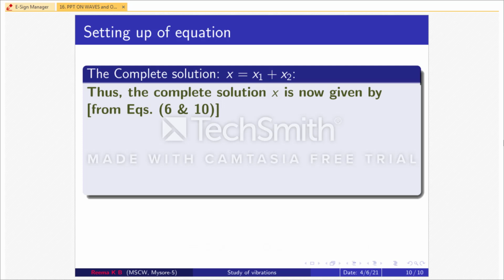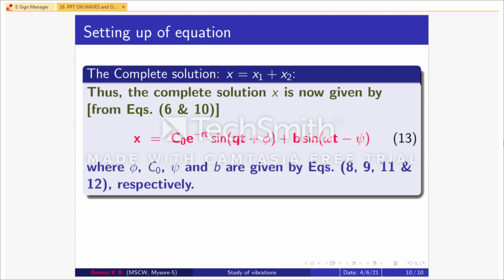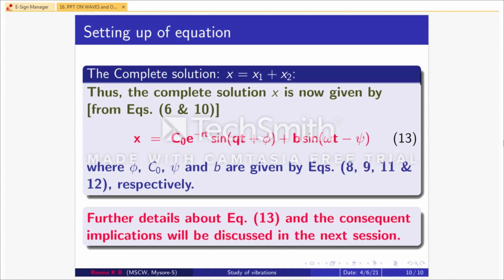Now, finding the complete solution for x, we know that x = x1 + x2. Thus, the complete solution x is now given by x = c0 e^(−rt) sin(qt + φ) + b sin(ωt − ξ). Let's consider this as equation 13, where φ, c0, ξ and b are given by equations 8, 9, 11 and 12 respectively. Further details of equation 13 and the consequent implications will be discussed in the next session.